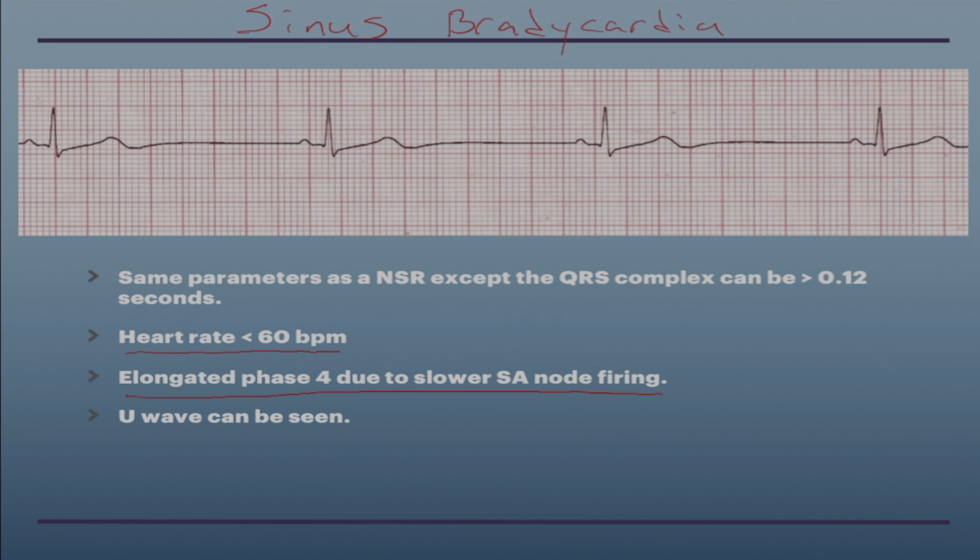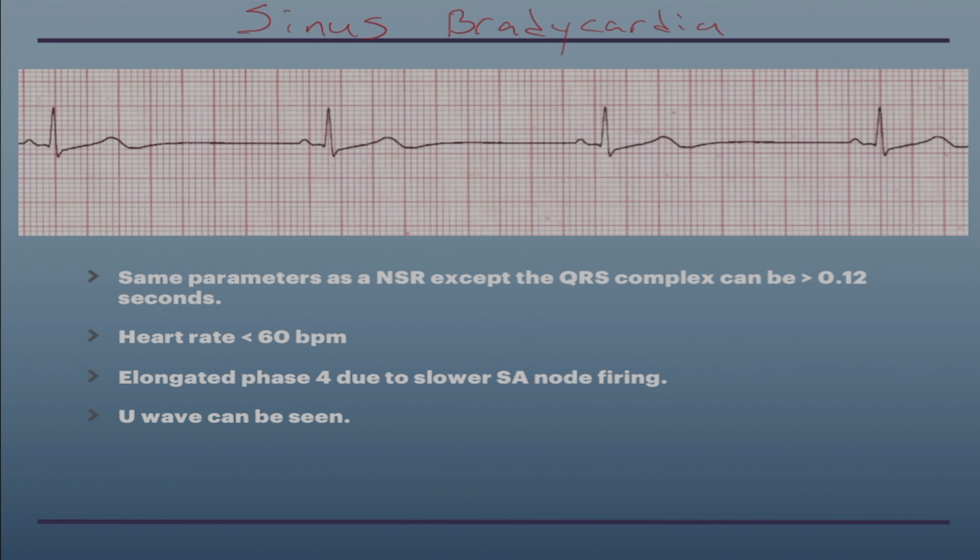Okay, so we can see here on the EKG, phase 4 is this TP segment. So phase 4 is represented by the TP segment, and that's elongated in the sinus bradycardia. And that's because the SA node is firing slower, so there's more time in between heartbeats.